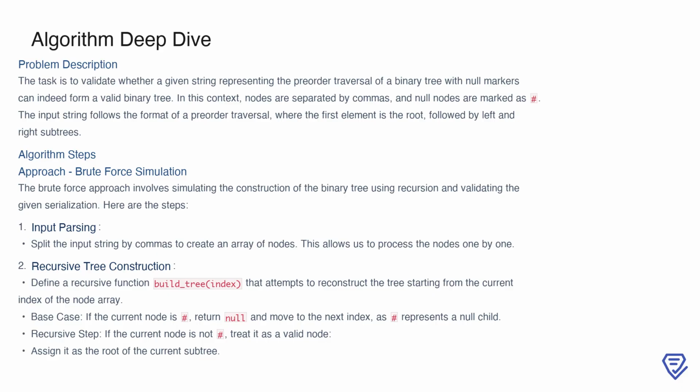The base case in this function is that if the current node is hashtag, it means we've reached a null marker, so we return null and move to the next index. Otherwise, we treat the current node as a valid tree node and continue building the left and right subtrees recursively.